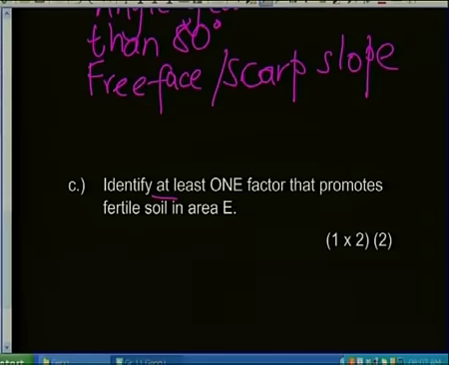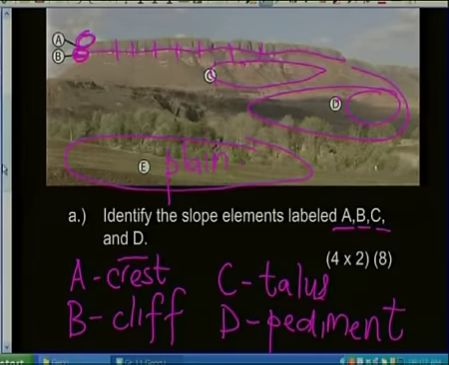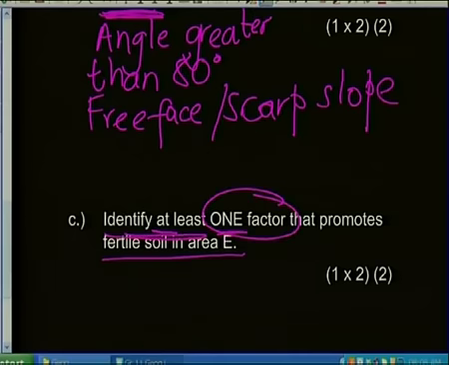Identify at least one factor that promotes fertile soil in E. As we've previously indicated, E is your plane, which is followed by the pediment. Remember, the pediment is your low angle slope. When you have a slope that is almost horizontal, we refer to it as the plane. And the plane refers to the accumulation of all the eroded material. So hence, if it's accumulated eroded material, this would have to be the fertile soil from erosion. So identify at least one factor that promotes fertile soil in area E.